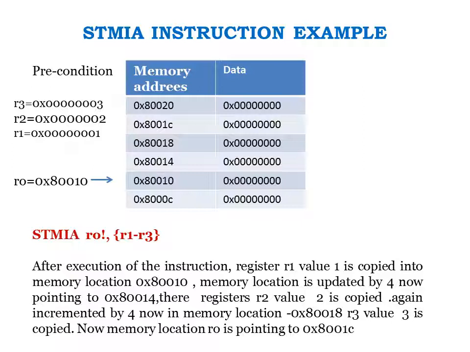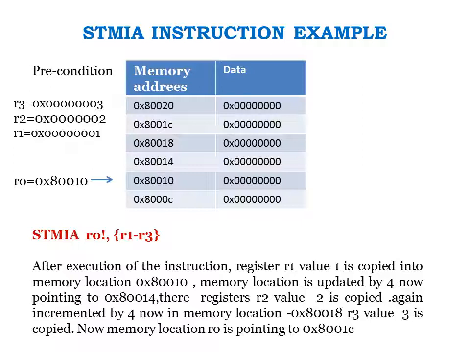So now R0 is pointing to the memory location 80010. What happens after the execution of this instruction? The register R1 value is copied now into 80010. Here increment after, IA, is used. That means after dumping the data, the address in R0 is incremented by 4 bytes. So now it is pointing to 80014.